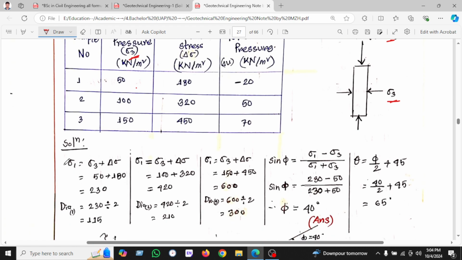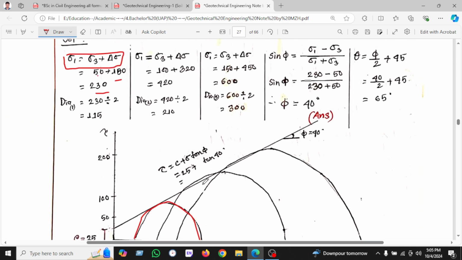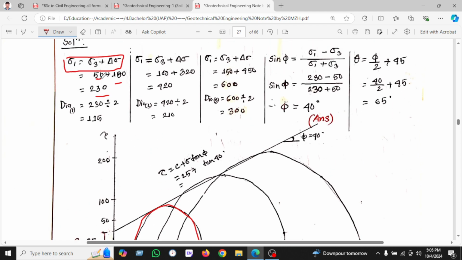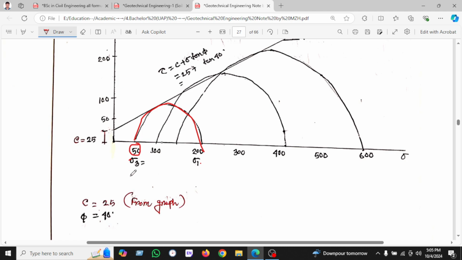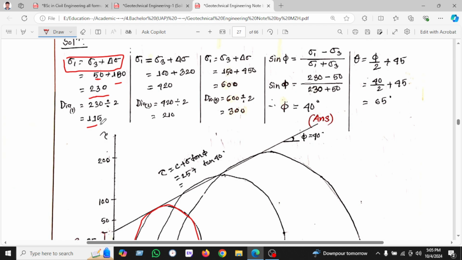So if we use the first formula, sigma 1 equals sigma 3 plus deviator stress, sigma 1 is 50 plus 180, and this 180 is given, so 230. Now we will draw this first circle here, with sigma 1 230 and sigma 3 50. The diameter, as we already know, is 230 divided by 2, and then the radius will be 115.